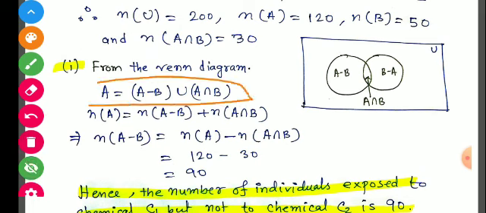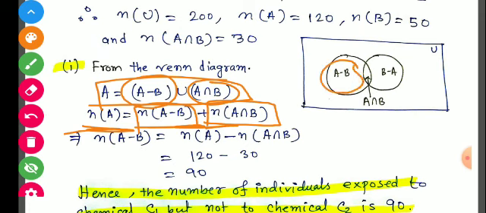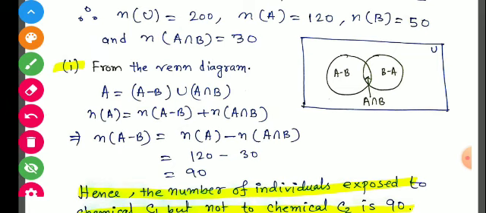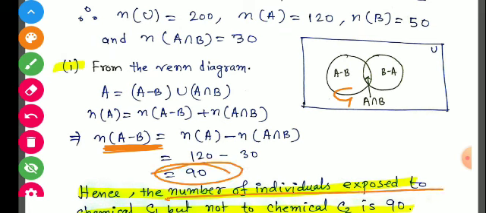Now if we apply the number of elements, n of A minus B plus n of A intersection B. This will be plus because these two are disjoint sets, A minus B and A intersection B. A minus B is this one, A intersection B is this one. So we get n of A minus B equal to n of A minus n of A intersection B. This A minus B represents chemical C1 but not chemical C2. So here we got 90. Hence the number of individuals exposed to chemical C1 but not chemical C2 is 90.